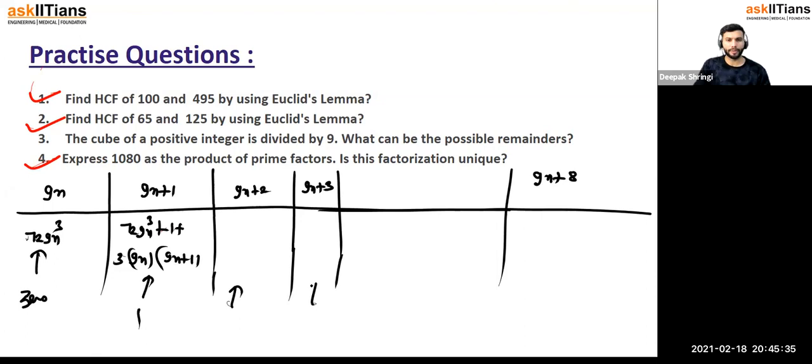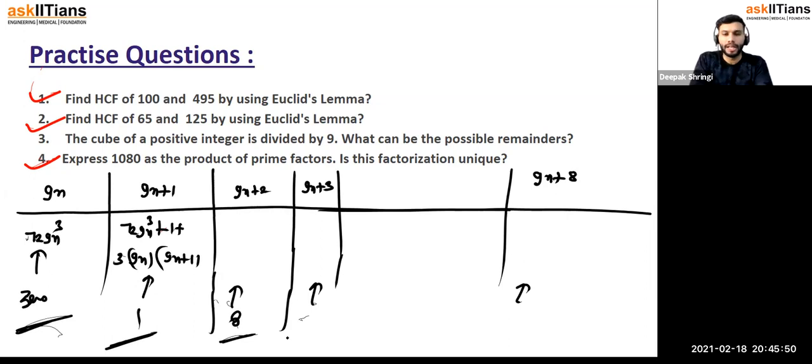You will do this with every case, right? Ultimately what you will see is that the remainder would be either 0 or 1 or 8. With 9n plus 2, the remainder is 8. So here 0 came, and 1, and then 8. Now if you do the same with 9n plus 3, the remainder is 0. Then with 9n plus 4, the remainder is again 1. With 9n plus 5 it's again 8. With 9n plus 6 it's again 0. With 9n plus 7 it's again 1, and with 9n plus 8 it's again 8, right? So ultimately, if you divide the cube of a positive number by 9, the possible remainder is either 0 or 1 or 8, right?